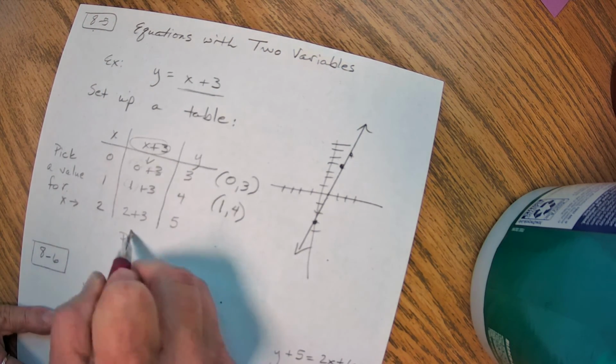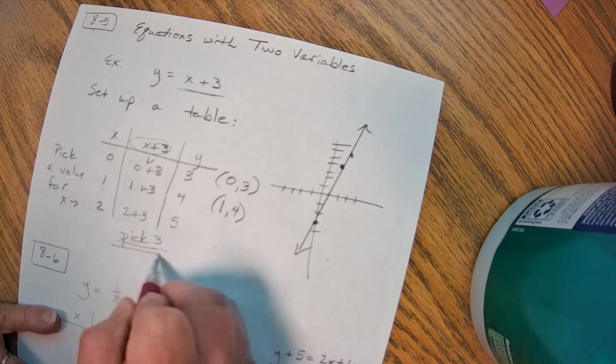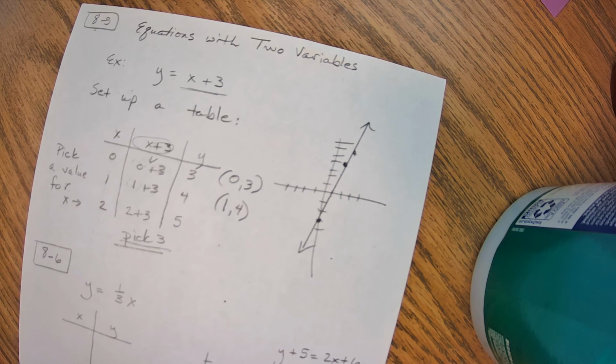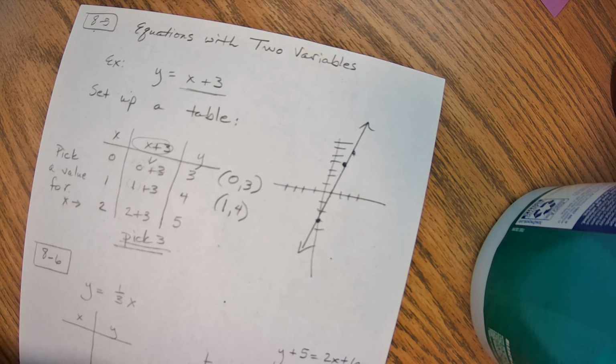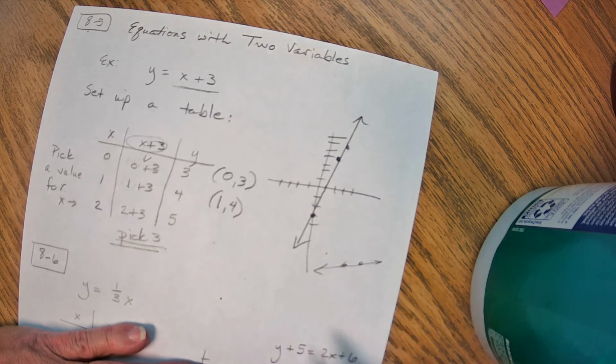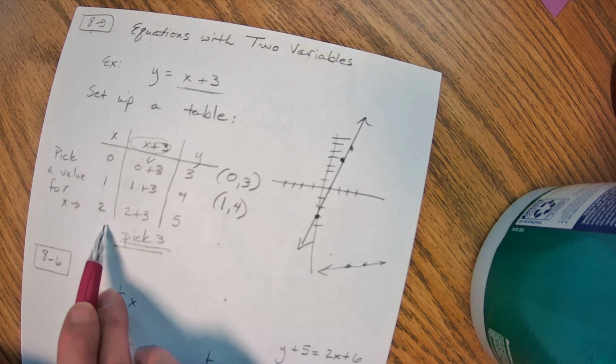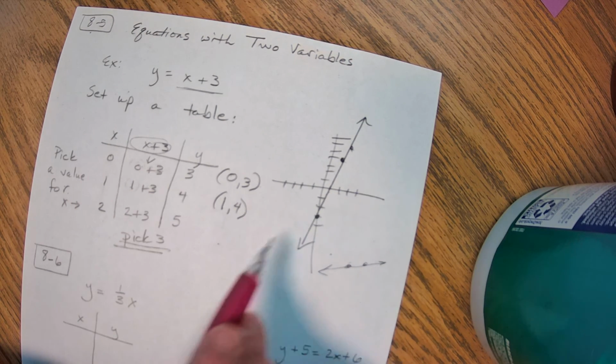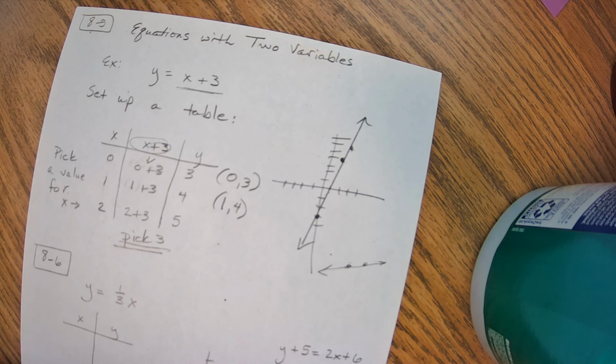Always pick 3. Because you could pick 2 and one of them would be a mistake and you wouldn't know, because any 2 points will make a straight line. But if you have 3 points, you'll see right away if one of them's wrong, because it won't be on a straight line.